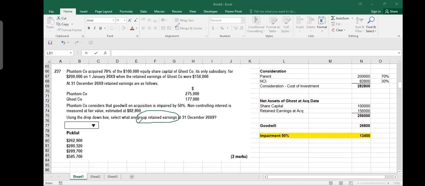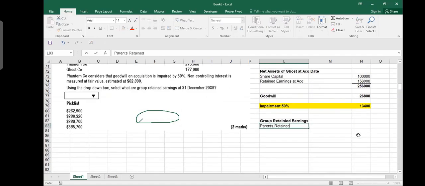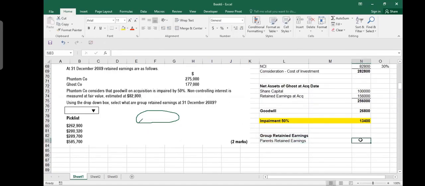And group retained earning is what? Let me first write it down here. Group retained earnings should be equal to, I will explain why I'm doing it, the parent's retained earning, which is given to us as 275,000, plus the parent's share in the post-acquisition retained earning of Ghost. Like whatever the post-acquisition retained earning of Ghost, how much of that belongs to the parent. This is group retained earning.